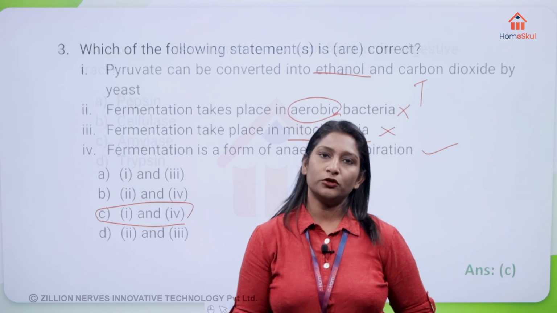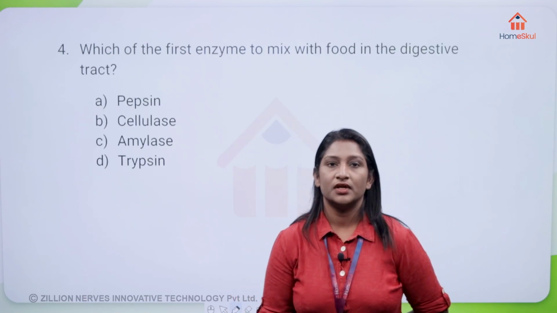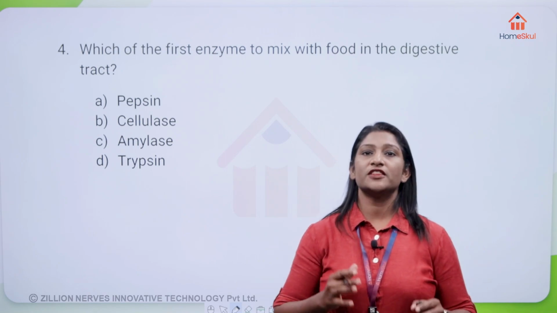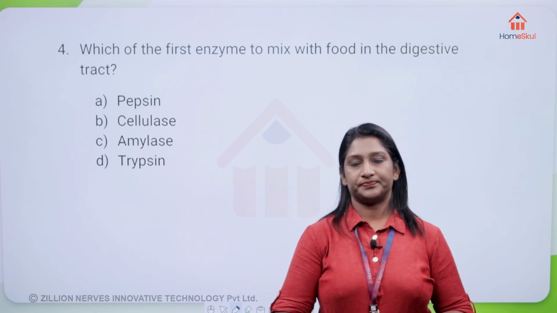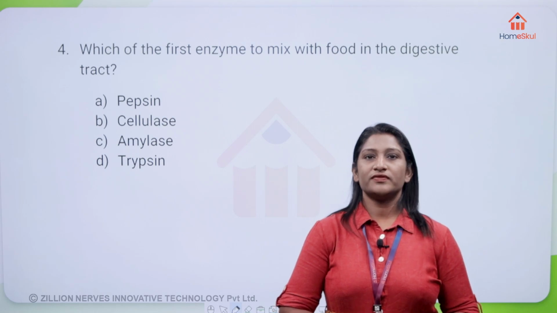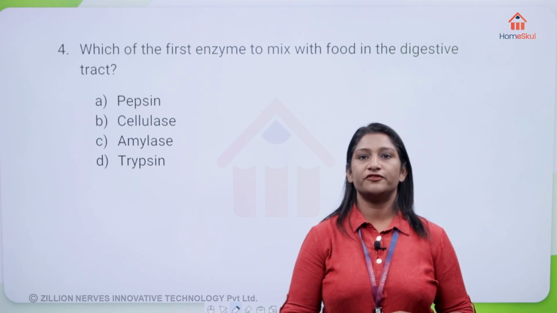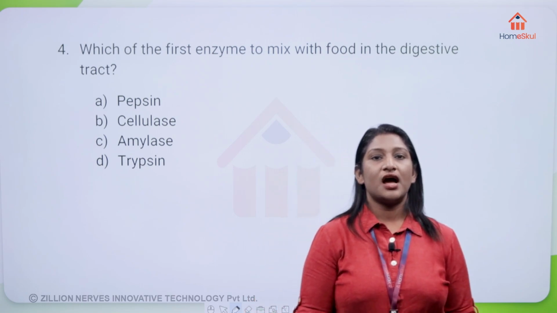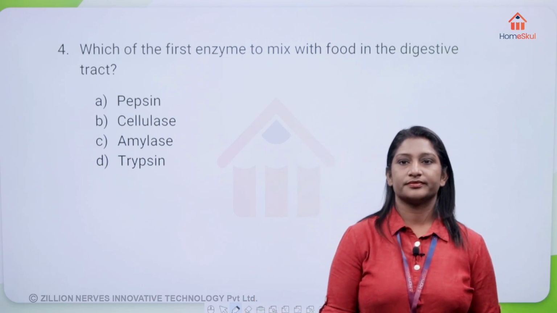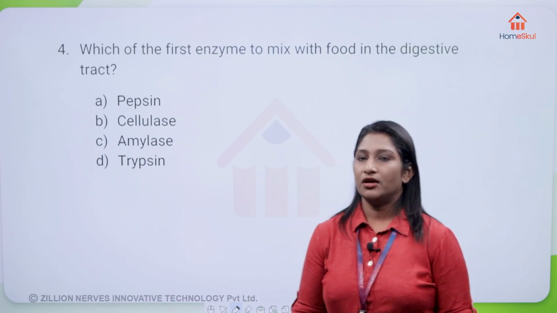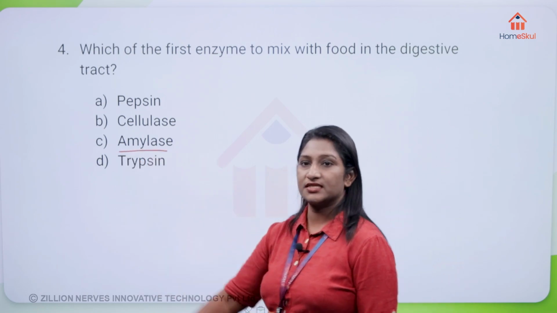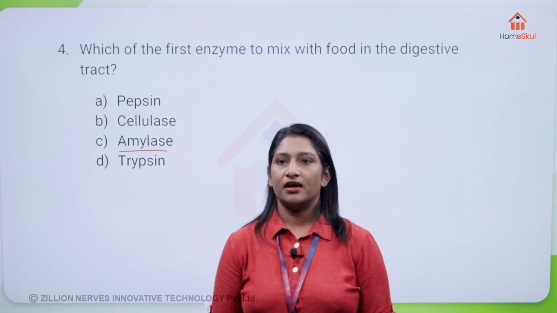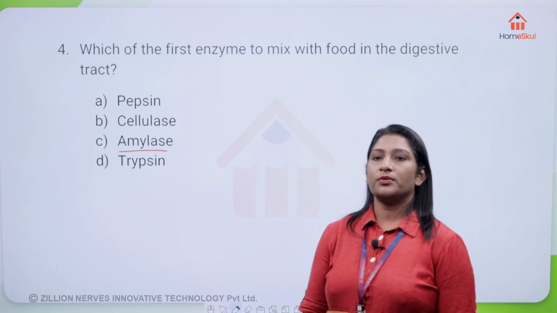Then, the fourth question. Which is the first enzyme to mix with the food in the digestive tract? Pepsin, cellulase, amylase, trypsin. Yeah, option C, amylase. Tirtha, Diya, Vismaya. Yeah, everyone is saying that it is option C, amylase.